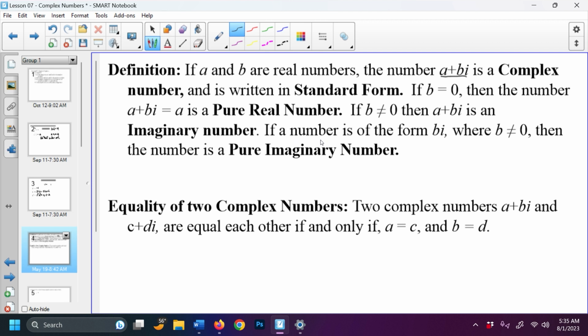If a number is of the form just bi, where b is not equal to 0, then that number is a pure imaginary number. The equality of two complex numbers, a plus bi and c plus di, are equal if and only if the real parts a and c and the imaginary parts b and d are equal.